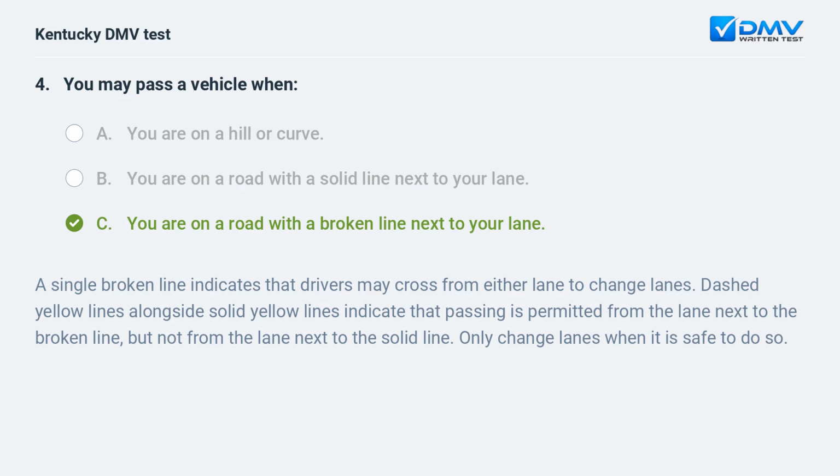A single broken line indicates that drivers may cross from either lane to change lanes. Dashed yellow lines alongside solid yellow lines indicate that passing is permitted from the lane next to the broken line, but not from the lane next to the solid line. Only change lanes when it is safe to do so.